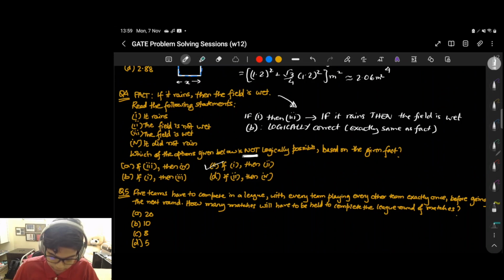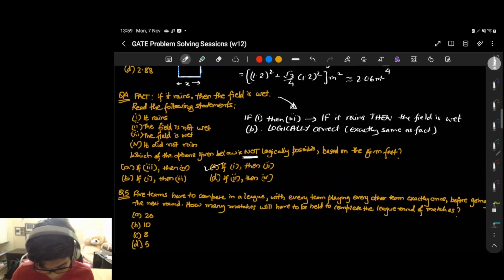So it is option C, that is, if it rains, then the field is not wet. This is clearly completely opposite to the fact that we have. The other options, if 3, then 4. So if the field is wet, then it did not rain. Well, this may or may not be true, because the fact is that if it rains, then the field is wet. But the field can be wet with or without the rain. Maybe some other aspects are there to make the field wet.